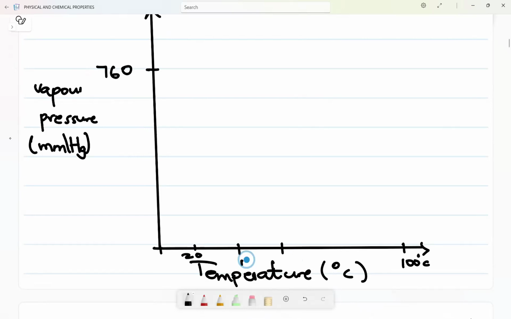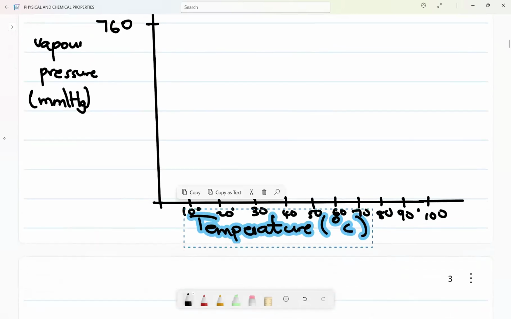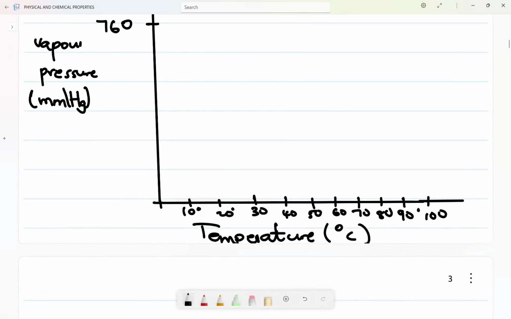60. Okay, the scaling is not giving. Let me do this. Let me start at least at 10 maybe. 20, 30, 40, 50, 60, 70, 80, 90 like that, and 100 like that. Let me try to move this one a little bit down. Okay, these are our temperatures.